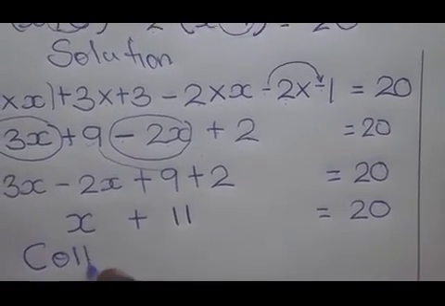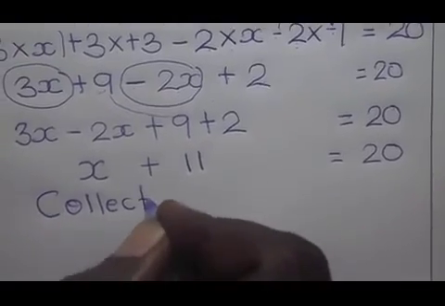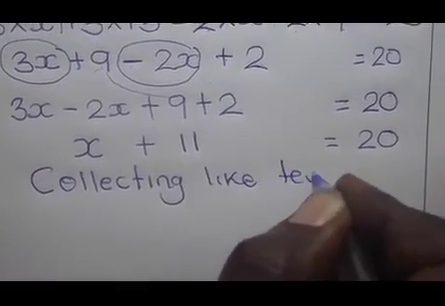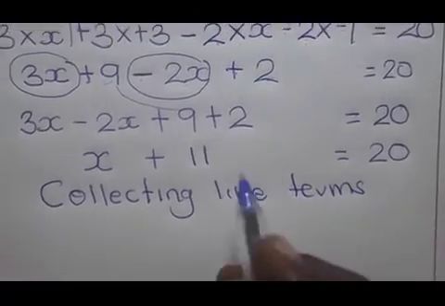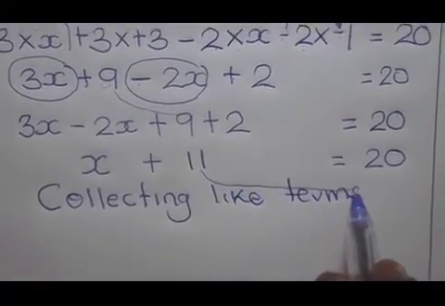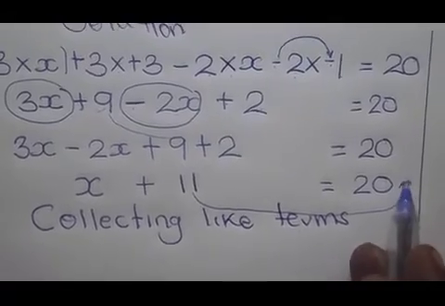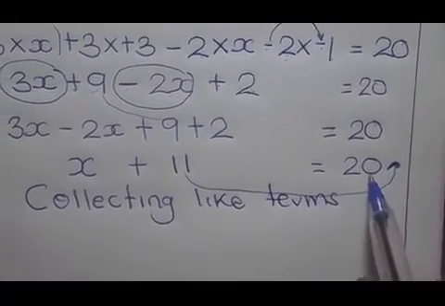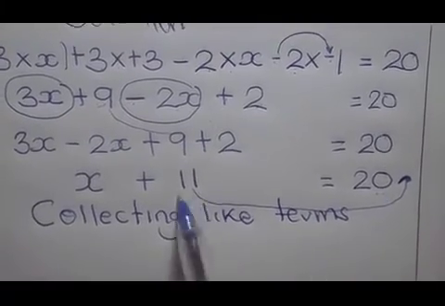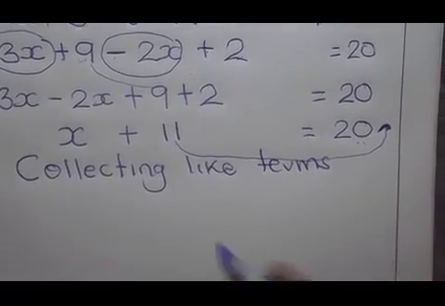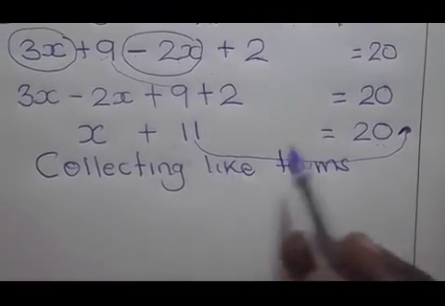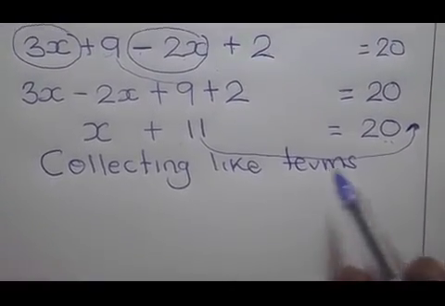Now, you remember in our example, when we reached this step, we still collected like terms. So we are still collecting like terms. We are going to transfer this 11 to this side. Reason, it looks like the 20. They resemble. They don't have any x with them. So we take it to the other side. How? We are going to take it by subtracting.